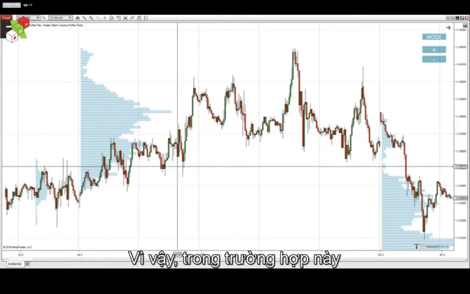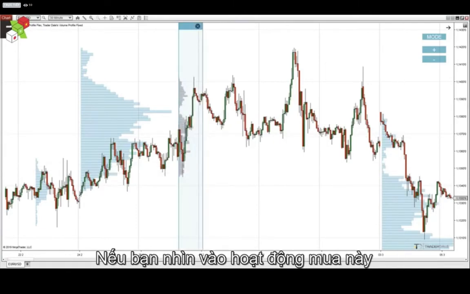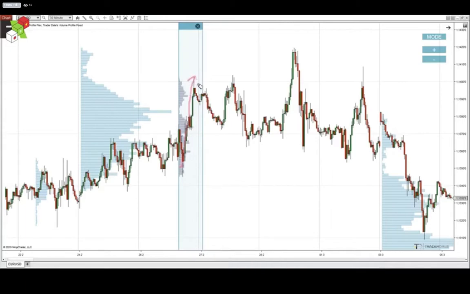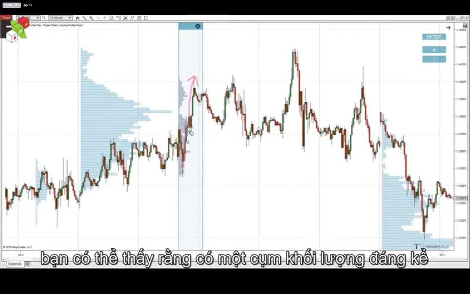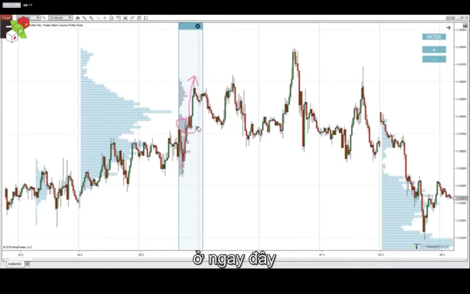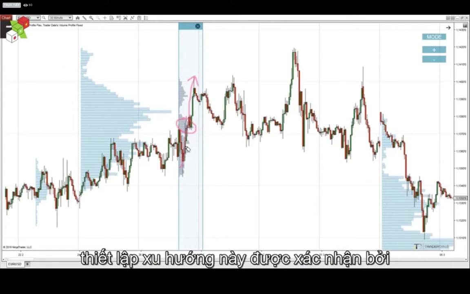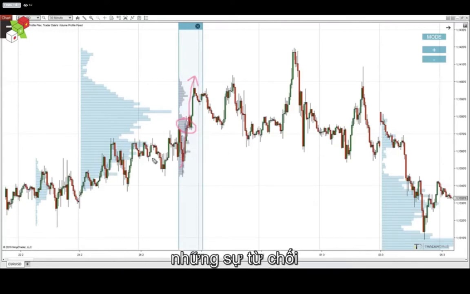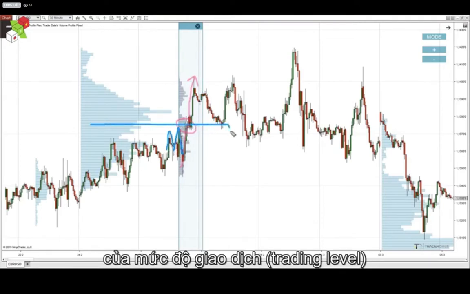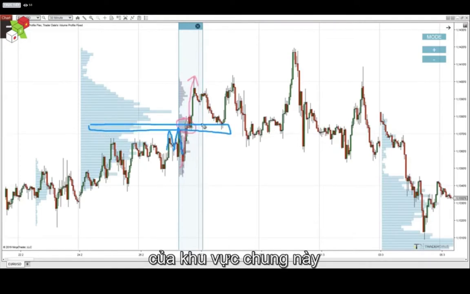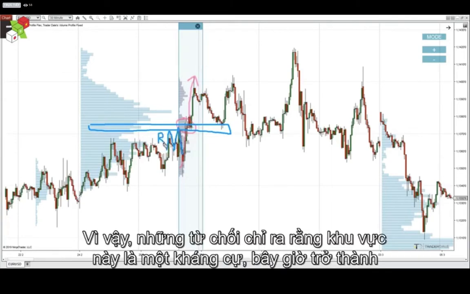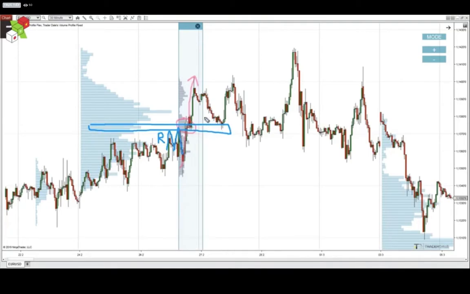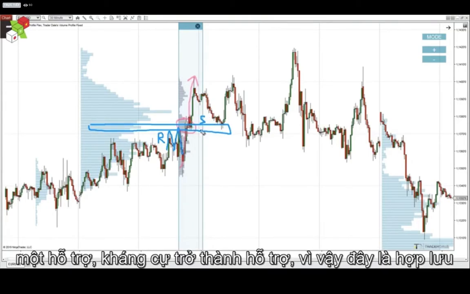So in this case, if you look at this buying activity right here, then you can see that there is a significant volume cluster right here. This is the trend setup, and as a confirmation of this trend setup, there are also those rejections of this general trading level, of this general area. So those rejections, which indicate that this zone was a resistance, now work as a support. The resistance became a support.